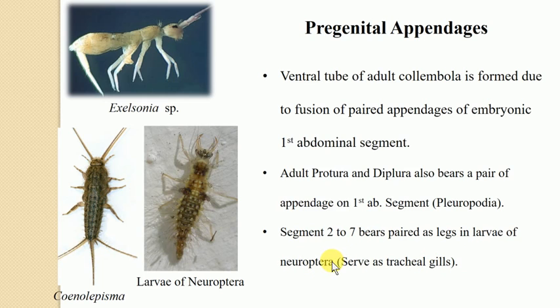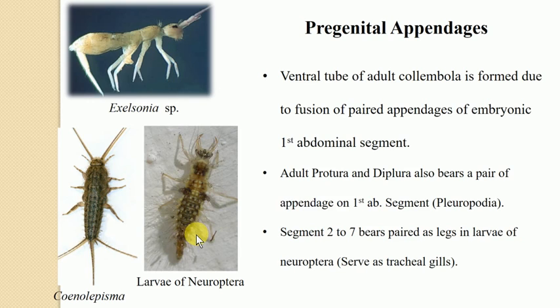In case of Neuropteran larvae, abdominal segments 2 to 7 contain paired appendages belonging to the abdominal segment, and in addition these appendages serve a secondary function as tracheal gills. As the larvae of Neuroptera are aquatic, they require gills for aquatic respiration, and so the appendages present on segments 2 to 7 of the abdomen act as the tracheal gills.